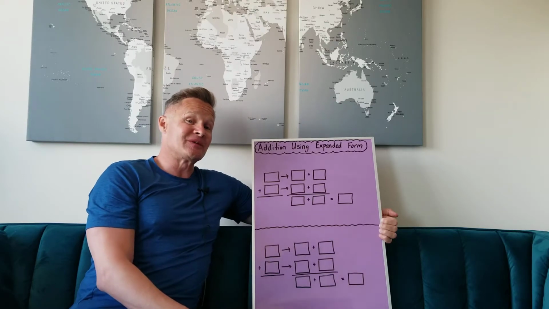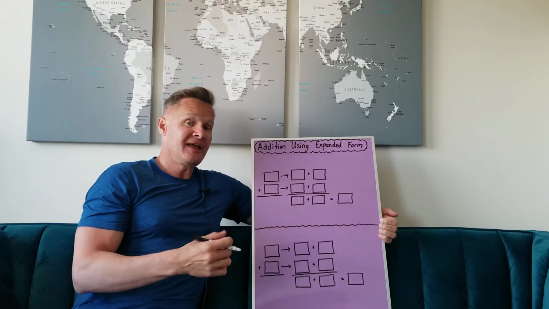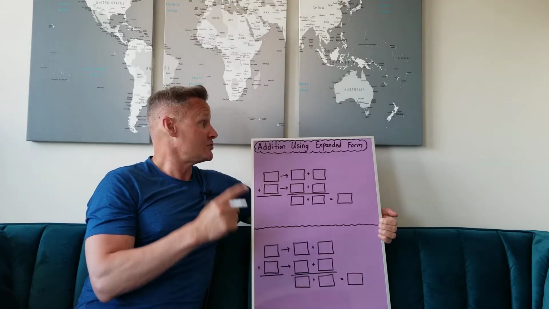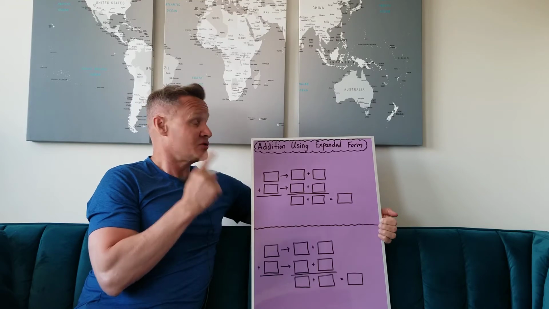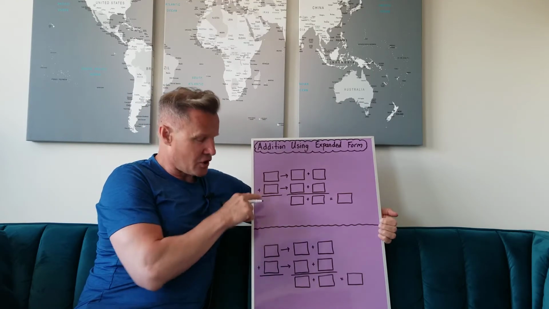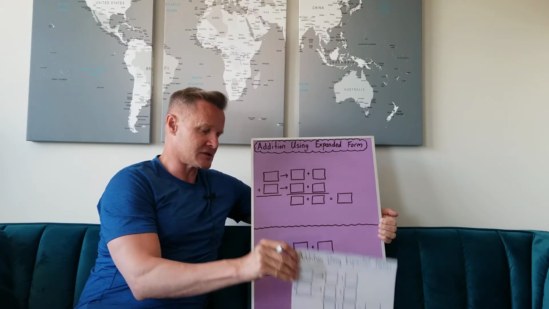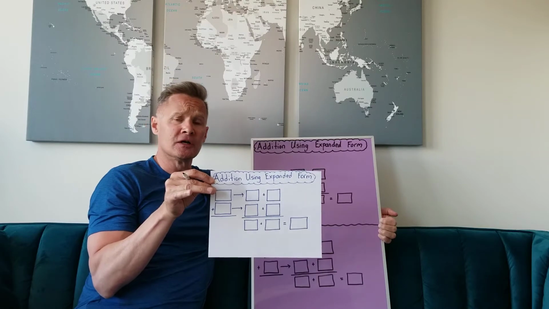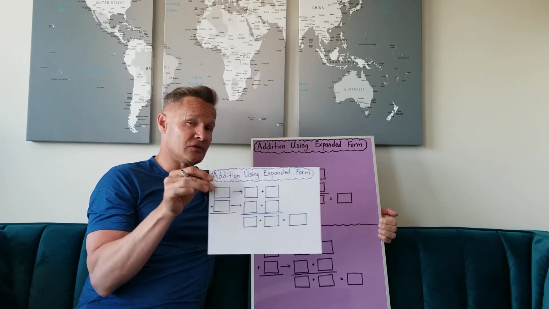Hi boys and girls, we've been working with expanded form and doing 2-digit addition with 10 frames. Now we're going to move on to one of my favorites, 2-digit addition using expanded form. You'll notice that these charts I have on the board right now match this lovely chart I have here. This is the chart I've made. I'm going to make it even cleaner for you to use in your whiteboards in the future.